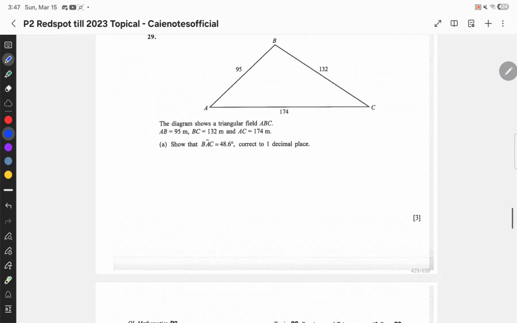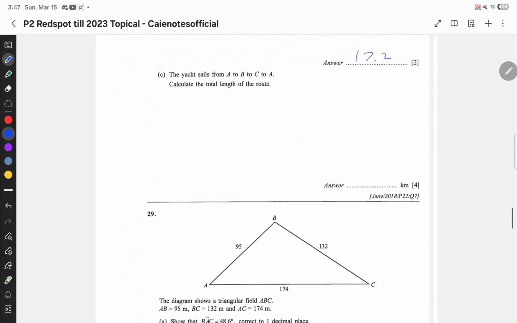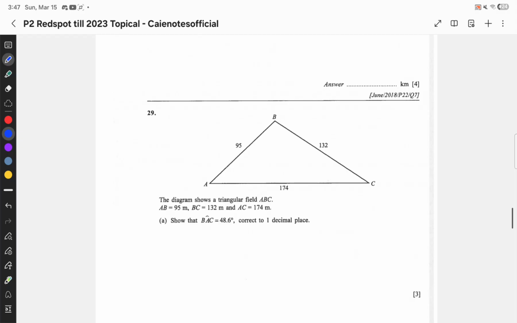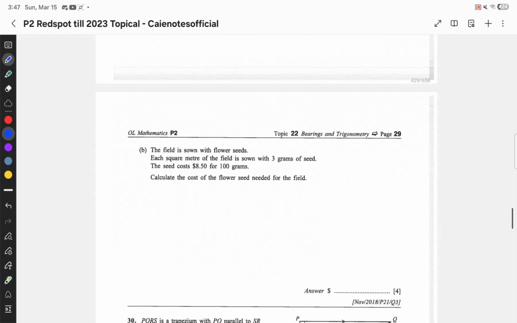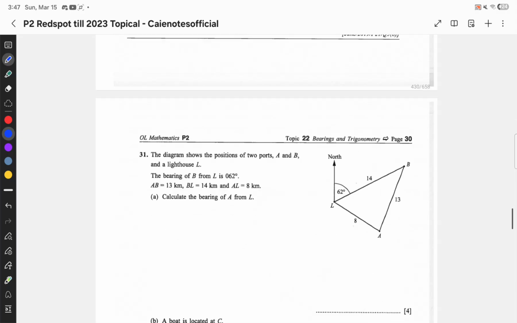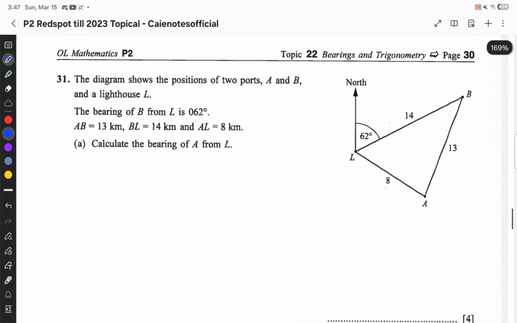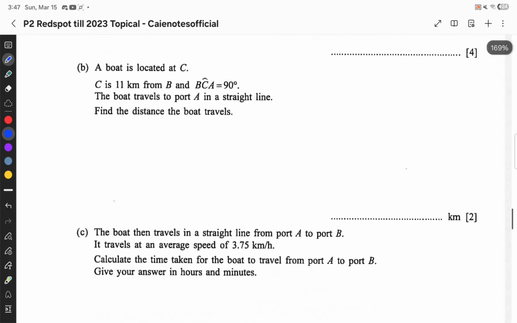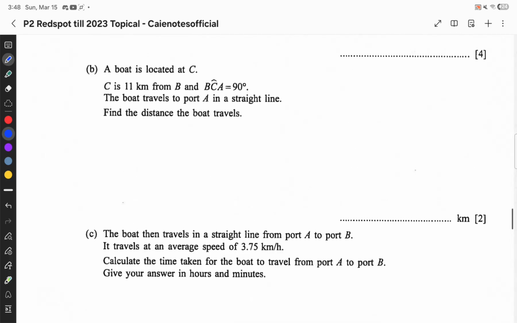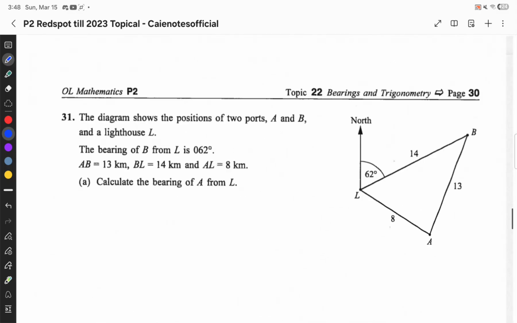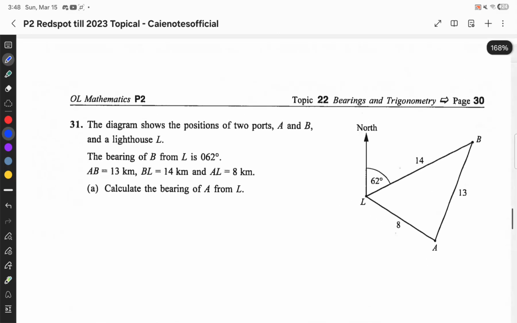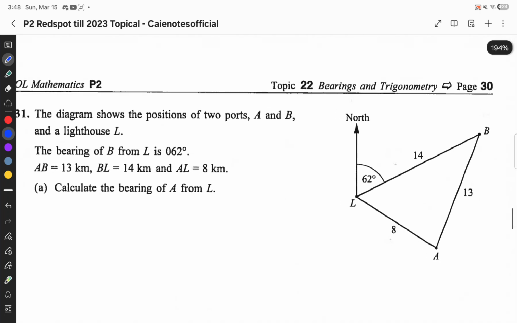And this is a rate problem. Rates. This is good. Rates, trigonometry, bearings. Okay, the bearing of A from L.